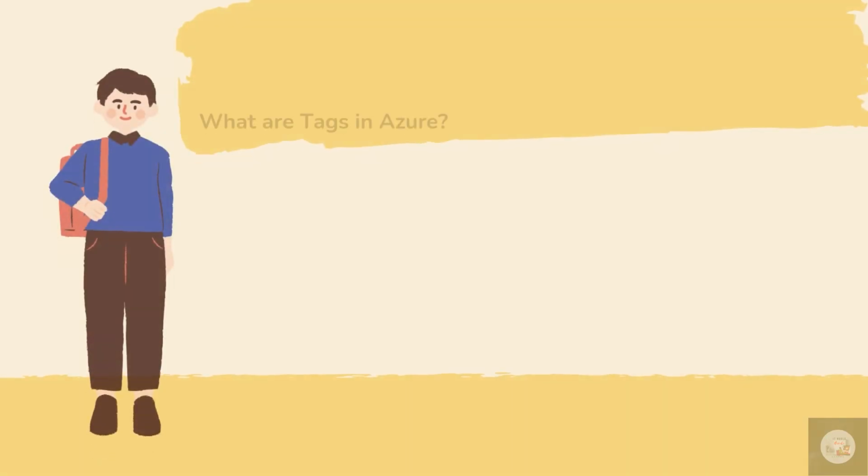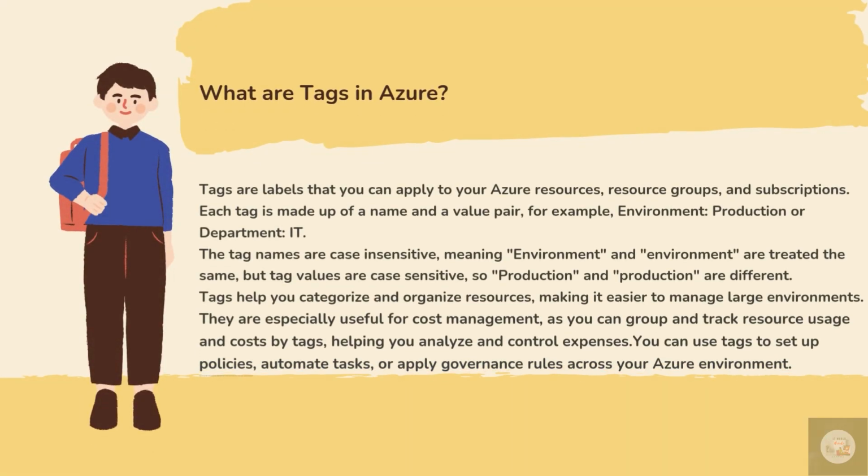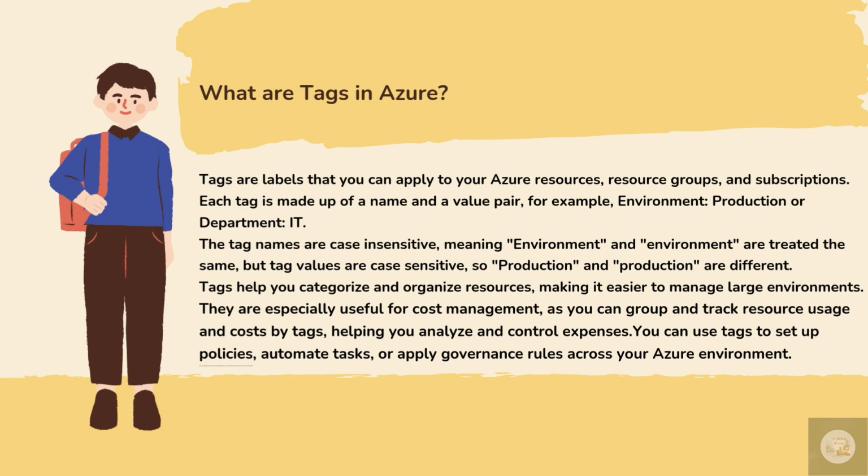What are tags in Azure? Tags are labels that you can apply to your Azure resources, resource groups, and subscriptions. Each tag is made up of a name and a value pair. For example, environment: production, or department: IT. The tag names are case-insensitive, meaning Environment and environment are treated the same. But tag values are case-sensitive, so Production and production are different.